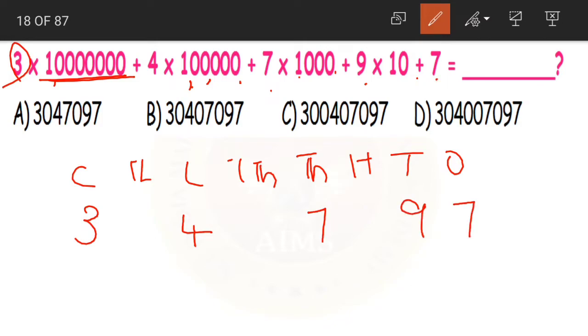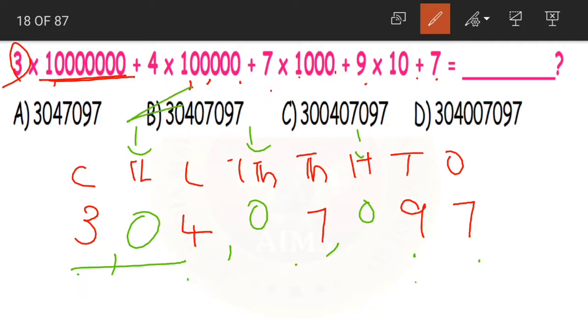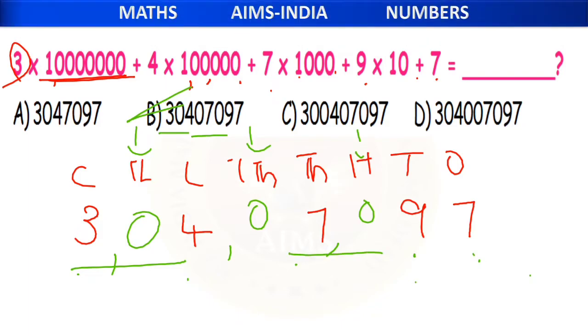Now this is our number. What about the remaining places? We should write zeros. Yes. So there are 0 10 lakhs, 0 10 thousands and 0 hundreds. Now what is our short form? 3 crores, 4 lakhs, 7,097. That is the same as option B. Yes, 3,04,07,097. So option B is our correct answer.